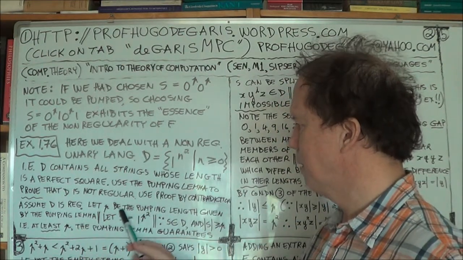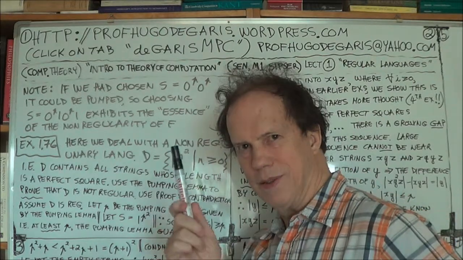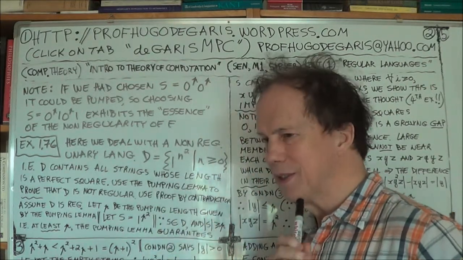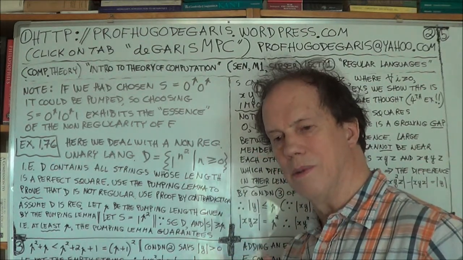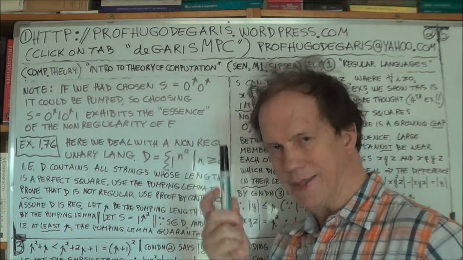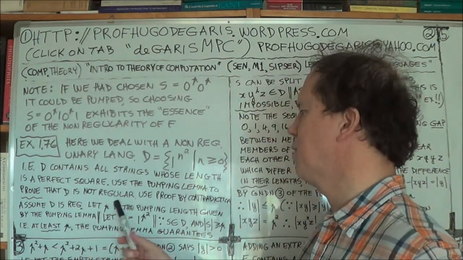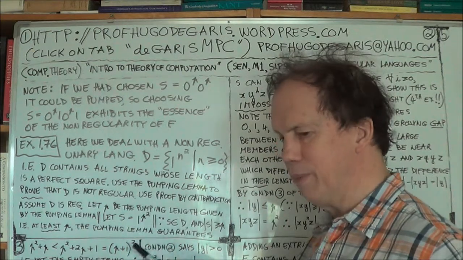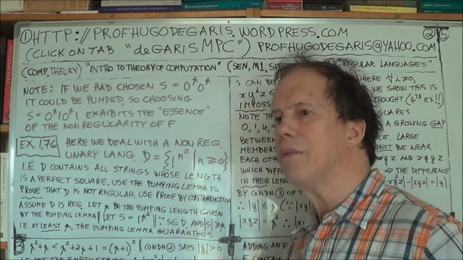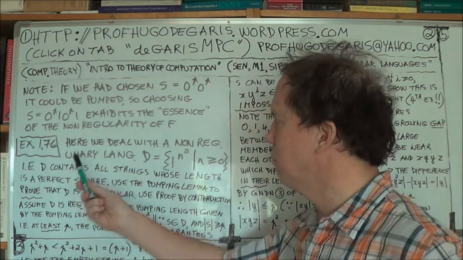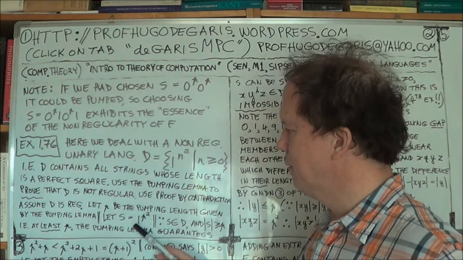And so now let's choose a string S. And this is the critical part, as usual. The critical part in the proof is your choice of S, because you're trying to show that it's impossible that a pumped S can belong to the language. So we'll try to show that this choice of S, when we pump it, cannot belong to the language D. Okay, so here's the actual choice Sipser gives.